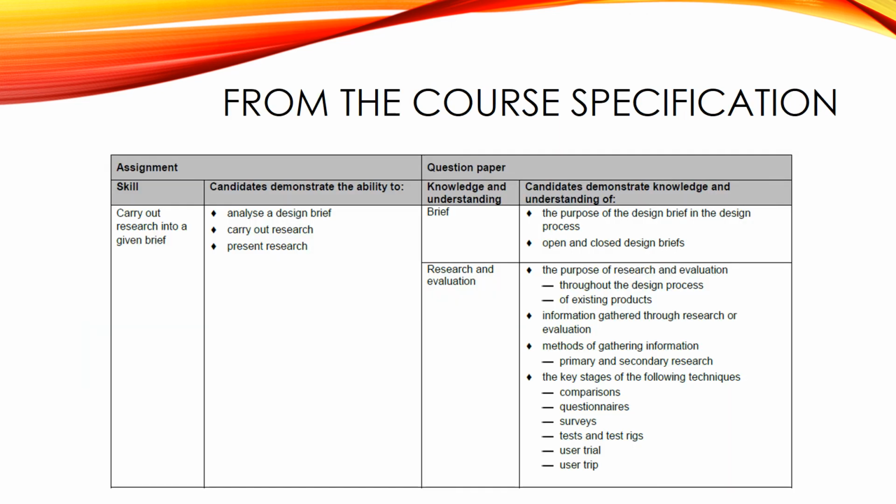So to summarise, we have covered the differences between primary and secondary research. We have looked at the key stages of the research and evaluation techniques that are listed here. And throughout the year, by building our knowledge and developing an understanding of these techniques and applying them in real world situations, we'll be able to carry out and present effective research when it comes to the final assignment.